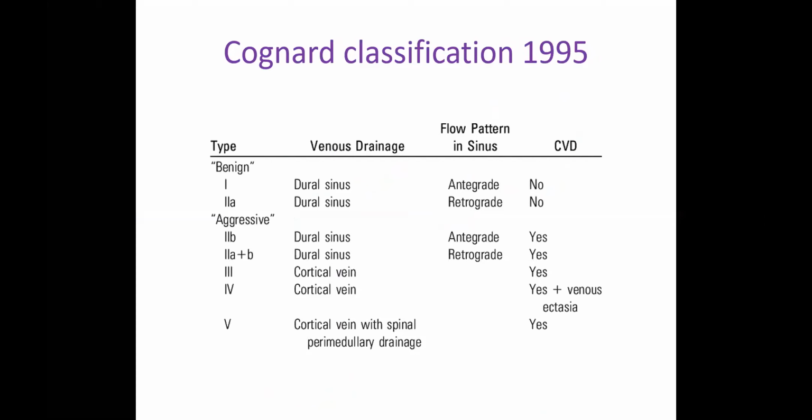There is also another classification by Cognard, which was in 1995. This classification depends on the venous drainage and the flow, whether anterograde or retrograde.